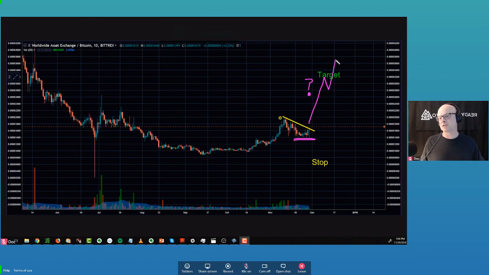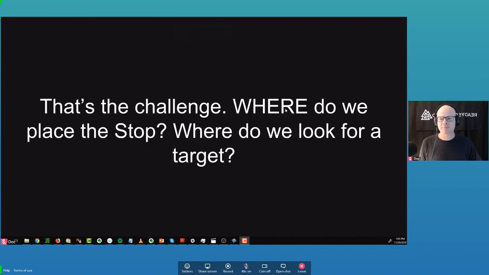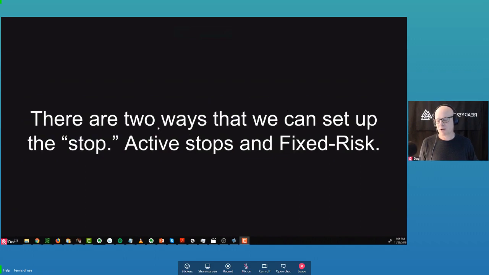A lot of that decision depends on what type of strategy that you're trading, doesn't it? Okay. So let's work on stops first. Where do we place the stop? Where do we look for the target? So when it comes to stops, there's 2 different ways that we can set up the stop.